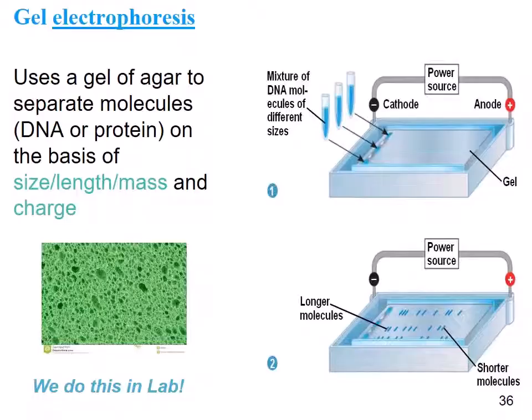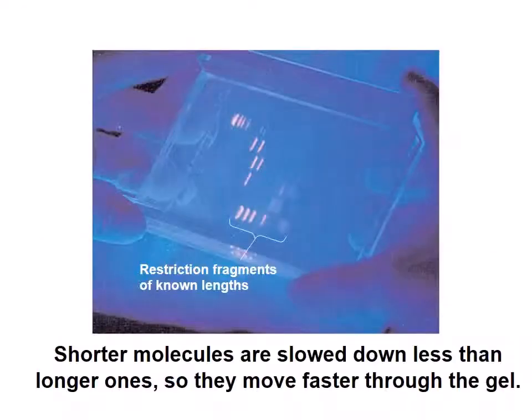But anyhow, all of that aside, you're going to pipette your sample into these little pores or holes in the gel that are called wells. So you put your sample in one end and then you run an electrical current through, and that separates the molecules out. And so you get these kind of bands. If we look at the bands on gel electrophoresis, the shorter molecules are slowed down much less than the longer or larger molecules, so they move faster through the gel, so they will be farther away from the wells.